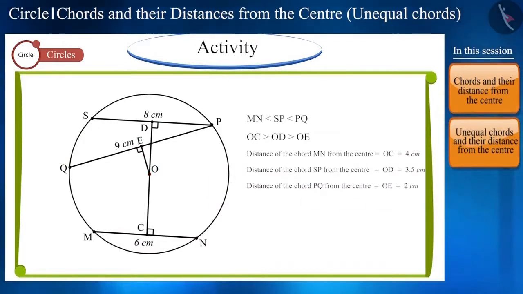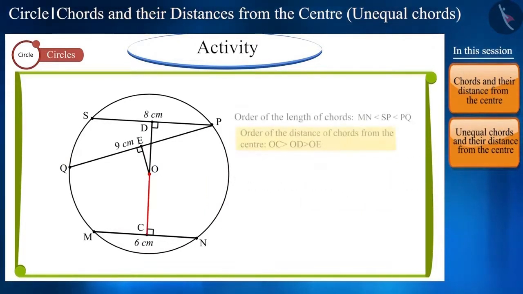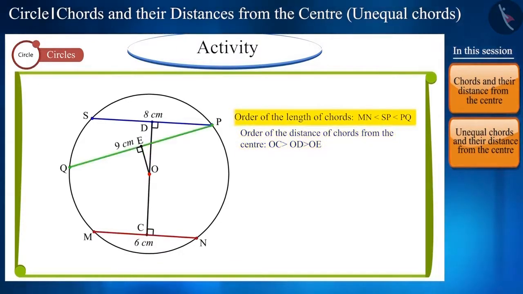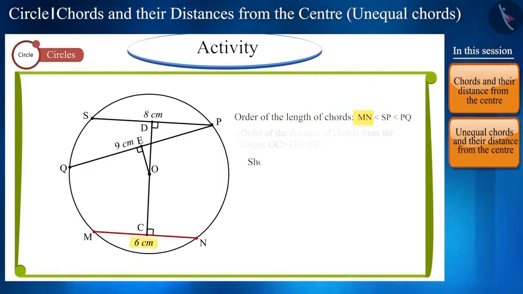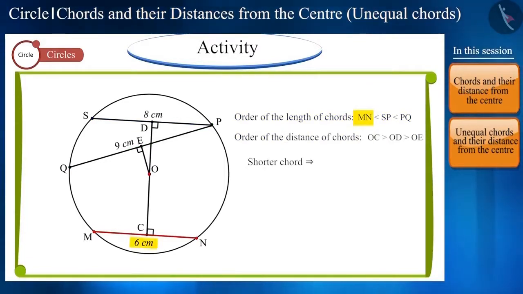This means that the order of the distance of unequal chords from the center is just the opposite of the order of the length of chords. Therefore, the shorter the length of the chord, the more distant it is from the center, and the larger the chord, the closer it is to the center.